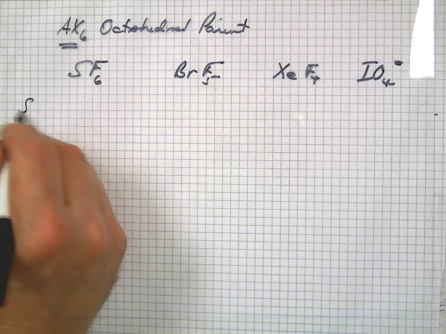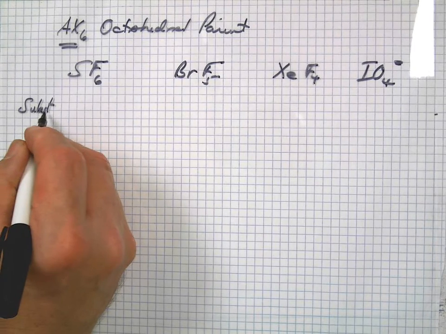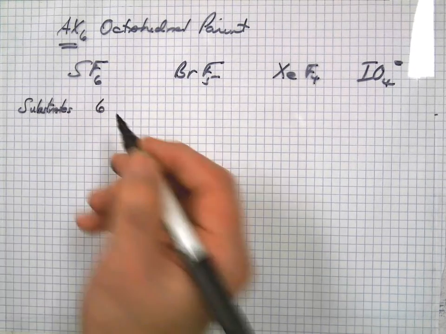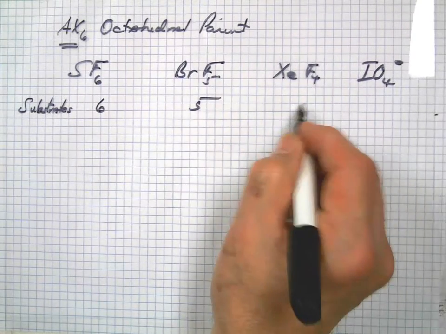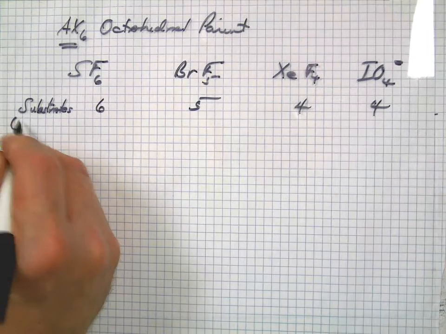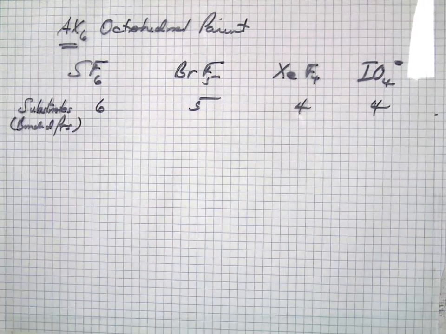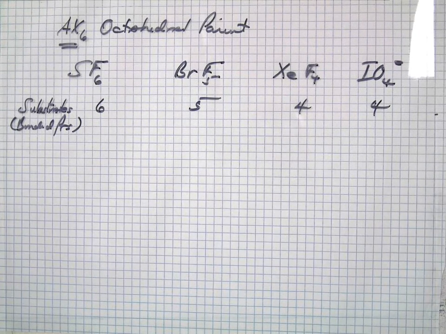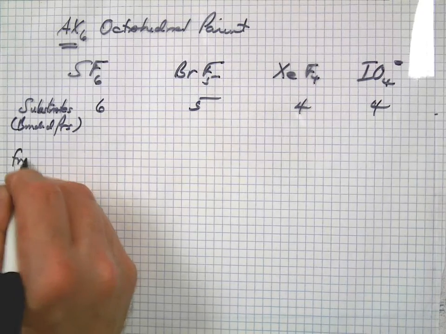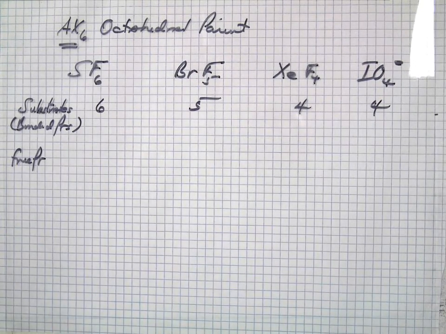well, let's just do substrates. Let's make a table. Substrates. Well, we've got 6 substrates, 5, 4, and 4. So those are bonded pairs. So the number of substrates attached are the bonded pairs. Okay, so the free pairs is valence number minus substrate number.